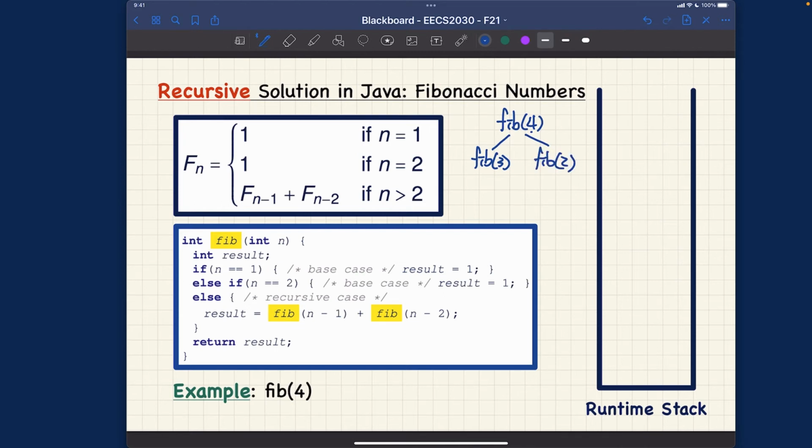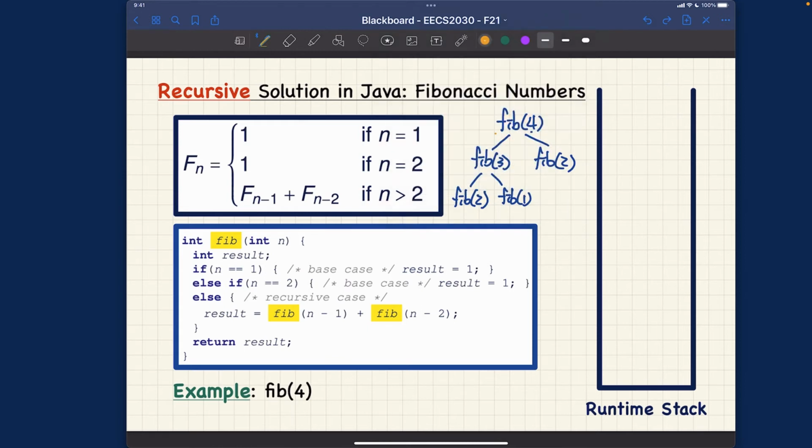And Fibonacci of 3 over here is going to boil down into Fibonacci of 2 and also Fibonacci of 1. So now you can see at the bottom here 2, 1, and also 2. They're all base cases. That's what's going to happen. To be more precise, we will start with Fibonacci of 4 over here. Let me just use a different color. How about this?